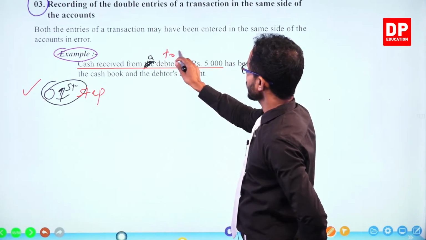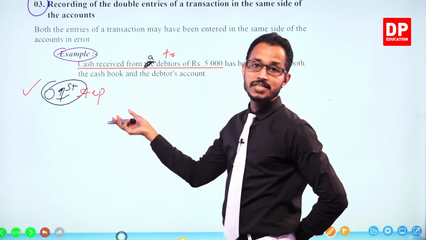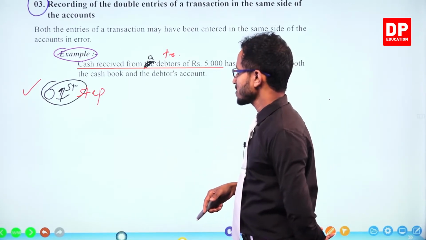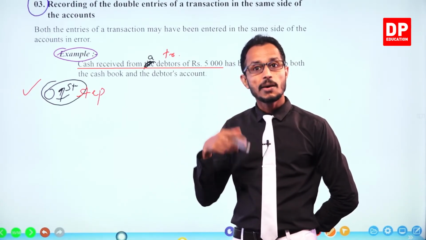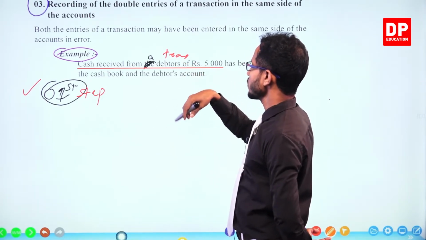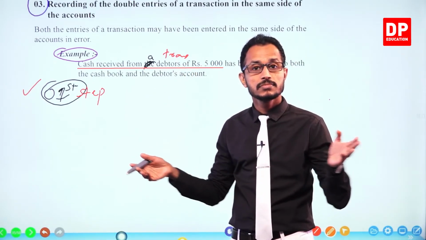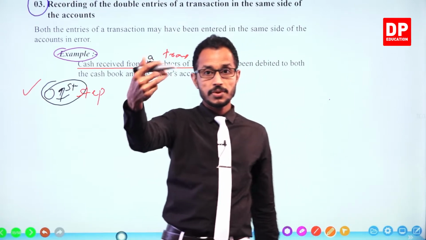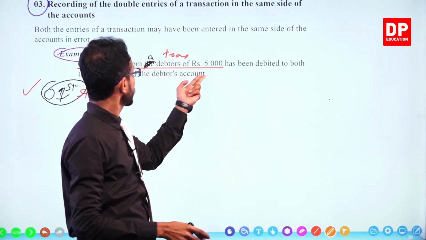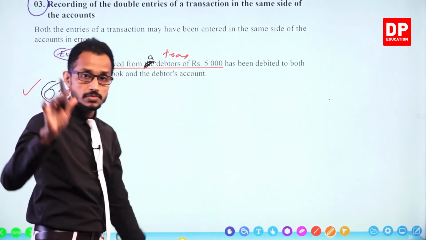Second step, actually first step is not done because we have to identify the transaction and identify the double entry. We only identified the transaction. What is the double entry? Tell me. You tell me. Cash received 5,000 from a debtor. Can you see it? Cash received from a debtor, 5,000.